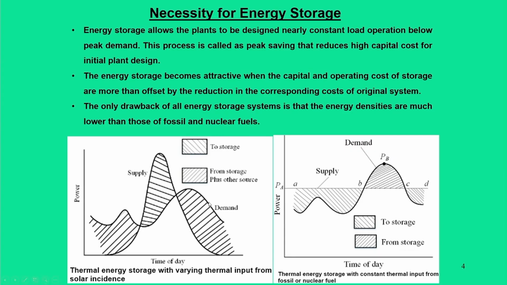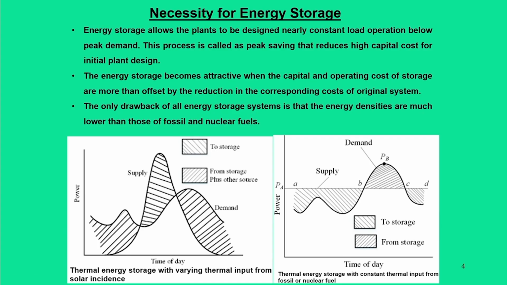To counter this effect, another situation can be plotted for a fossil and nuclear power plant. Nuclear and fossil fuel based power plants supply constant available power throughout. They are quite capable of supplying this power as per the need, but when the demand is higher, these plants cannot cater to the need for peak demands.